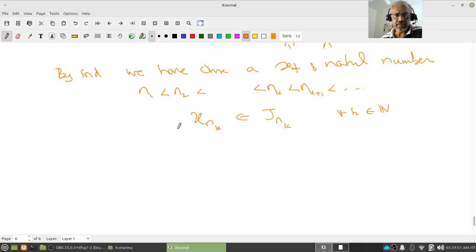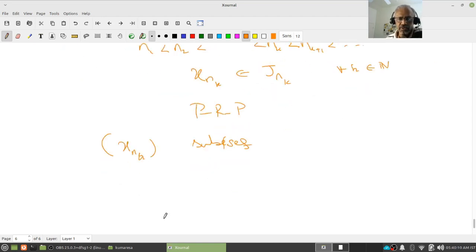Yes? Okay. Make sure you understood. So now x_{n_k} is a subsequence, because n1 < n2 < ... < nk is an increasing sequence of natural numbers. The corresponding terms are what I am looking at. Therefore this is a subsequence of the original sequence x_n.